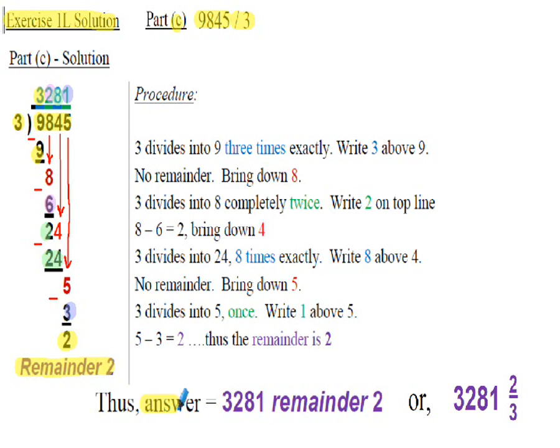So we can write the answer as 3,281 remainder 2, or we could write it as 3,281 and 2/3. Notice the remainder is written over the divisor here, for the 2/3.